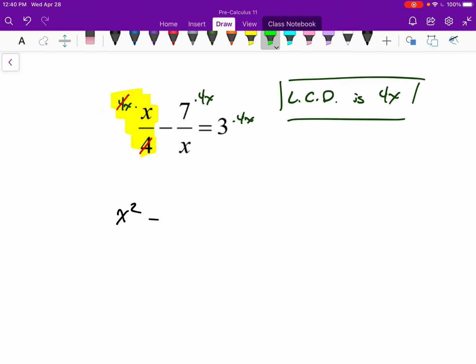Let's look right here. The x's cancel out. What am I left with? Just 7 times 4, so 28. And on the right-hand side, nothing cancels out. It's just 3 times 4x, which is 12x. All right, that's pretty nice. x squared minus 28 equals 12x.